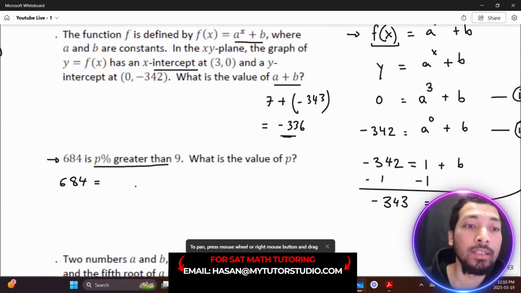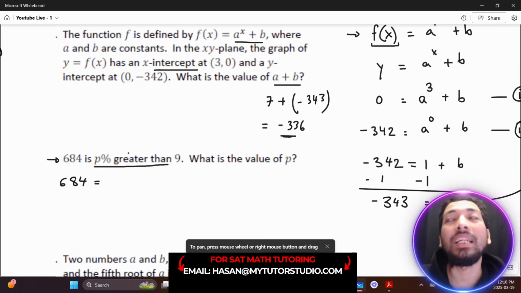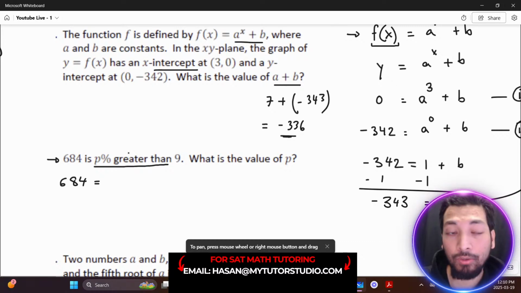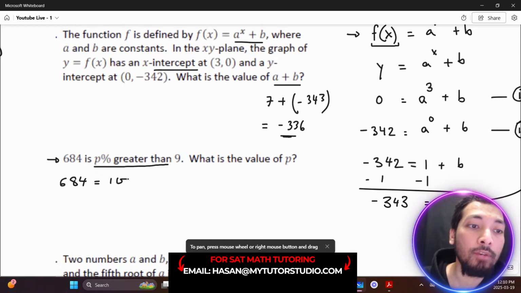This is very important. Anything in its original form is always going to be 100%. Remember, in percentages, anything in its original base form is always 100%. If you are adding some percentage, we add that on top of 100. So here it says p% greater than 9, so it would be 100 plus p%, and then we multiply this with 9.